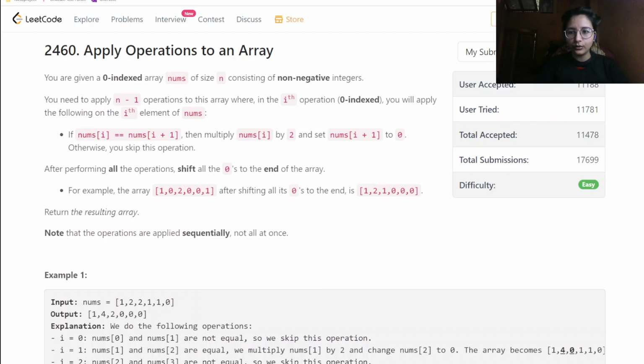So today we are going to do the weekly challenge. First question: apply operations to an array. In this question, let us first read the question, then the constraints, and then we will go a bit into the intuition for the same.